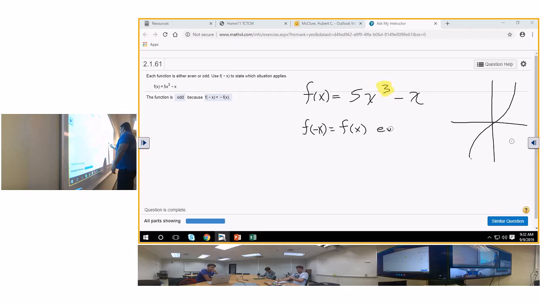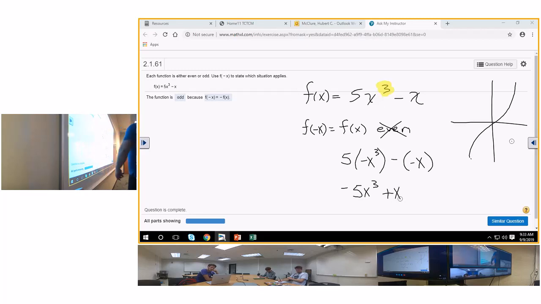And we know that's not going to work, because from the parent graph it's probably an odd function. So I'm going to plug in negative x: 5 times negative x to the third power minus negative x. Okay? And that's going to give me negative 5x to the third power plus what? And that's not equal to that.